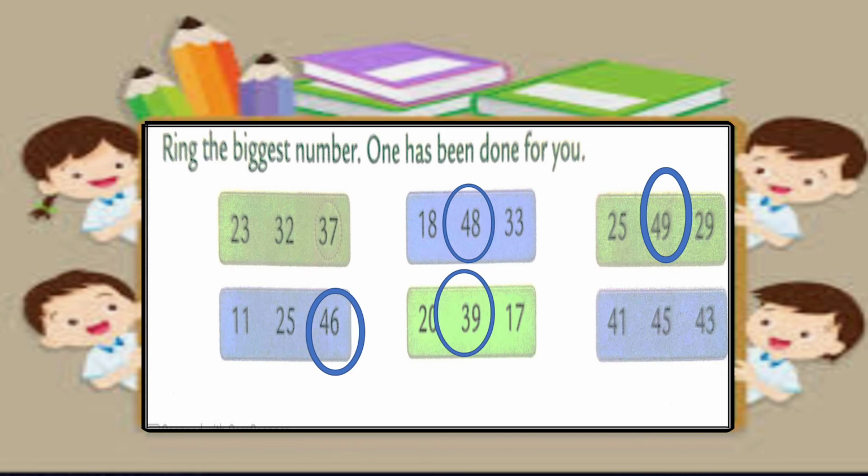Last we have 41, 45 and 43. So we can say that 45 is the biggest number. We have to make a circle around it. So today we have completed the series of comparing numbers. You have to practice the same with the help of the given notes.